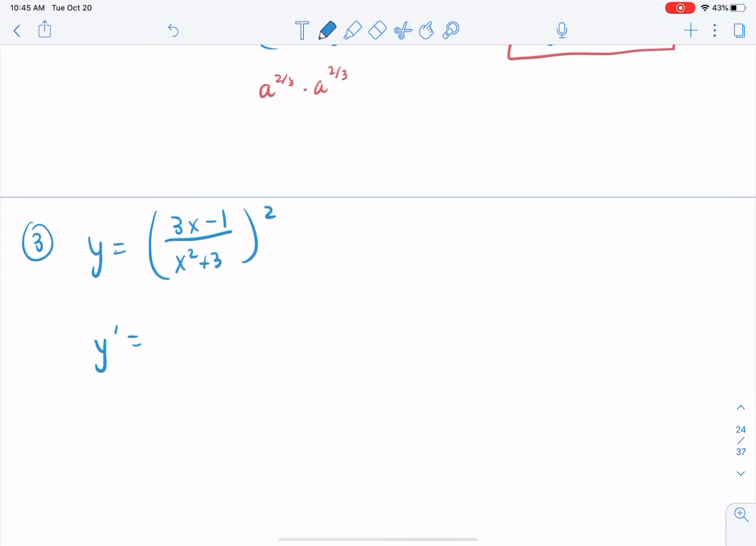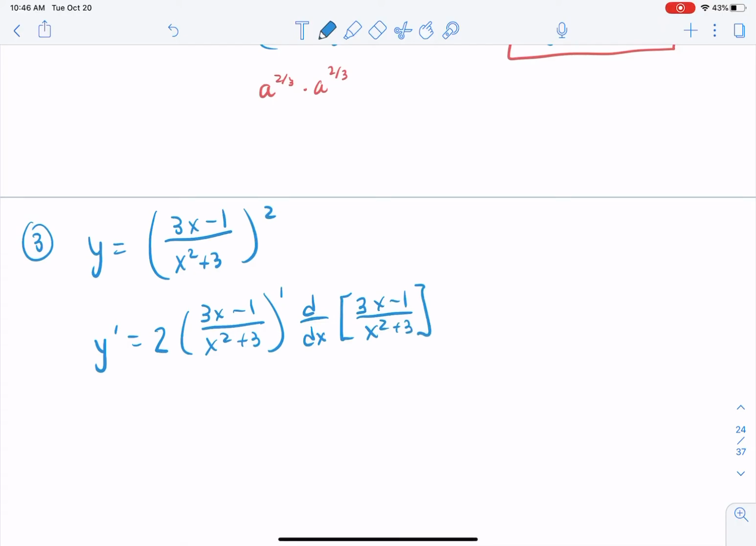Why am I having to use the chain rule? Again, I got a function raised to a power. So leapfrog that power down, 2 times 3x minus 1 over x squared plus 3 to the first power. And now I need to multiply it times the derivative of the interior. And when this gets really complicated, again, the strategy is this. Just write it down: the derivative with respect to x of 3x minus 1 over x squared plus 3. Okay, just as a reminder that that's what you have to do.